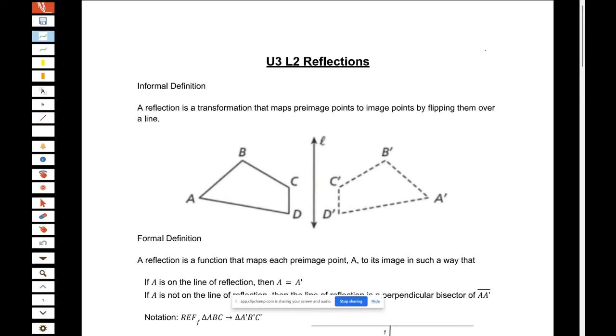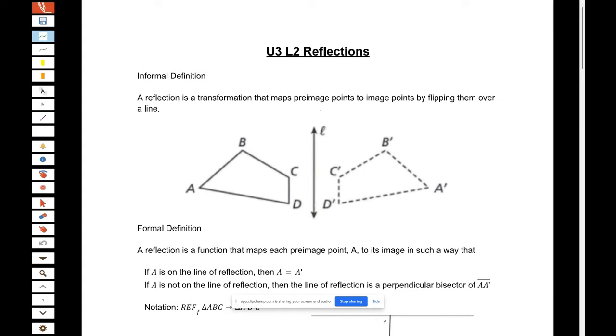There's an informal definition and a formal definition of a reflection, and you'll be expected to know both. The informal definition is that a reflection is a transformation that maps pre-image points to image points by flipping them over a line. So it's a type of transformation. In this unit, we will be learning all the transformations.